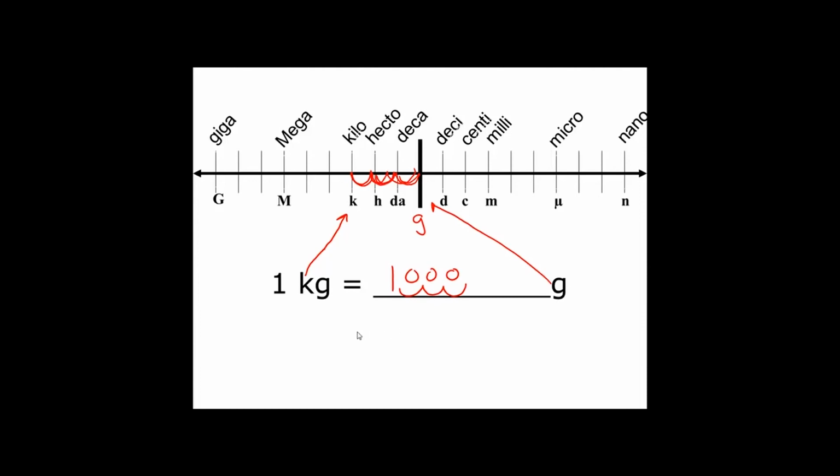Okay? Kilo actually means 1,000 times greater than. So where milli meant 1,000th of something, kilo means 1,000 times greater than.